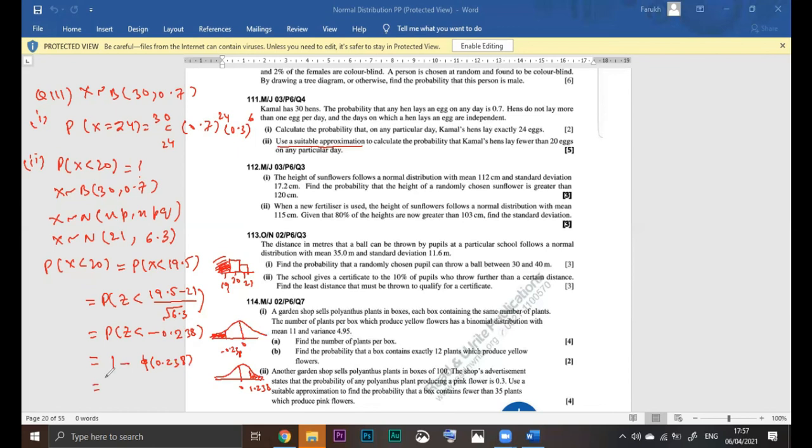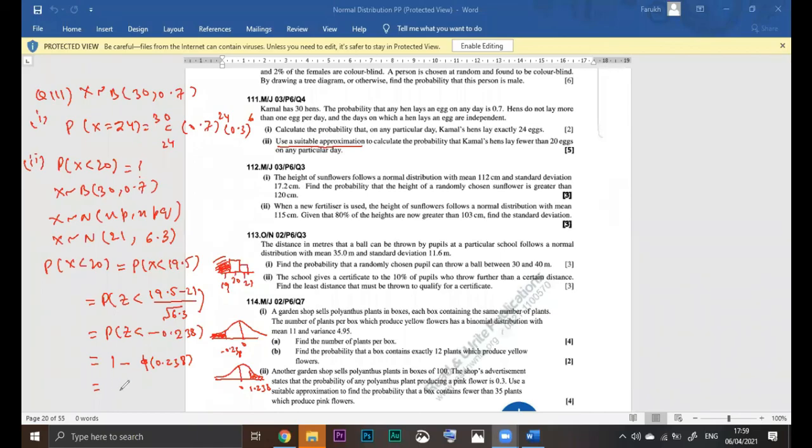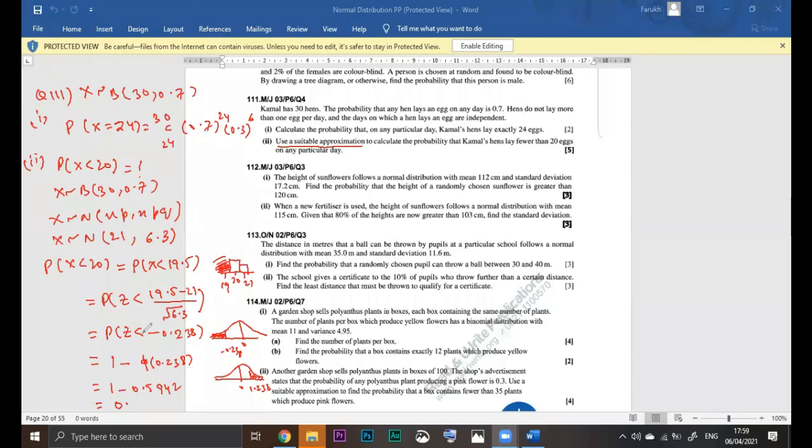Now use the table and tell me the value of phi of 0.238, please. 1 minus 0.5942. What is 1 minus 0.5942? What is the final answer? 0.4058 is the final answer.